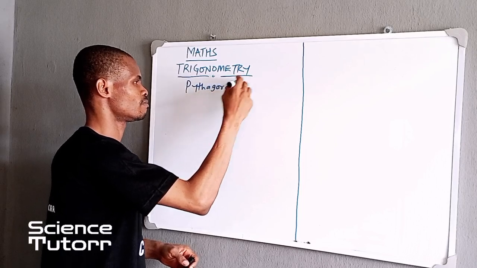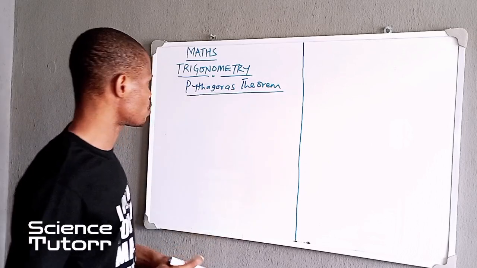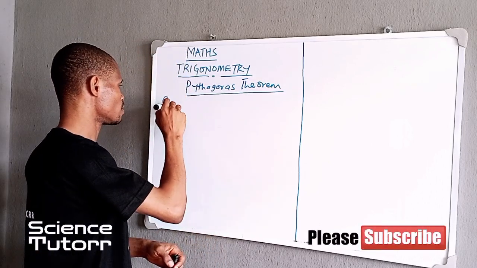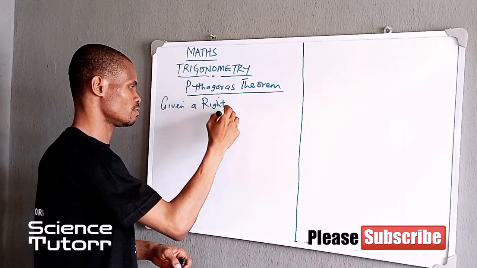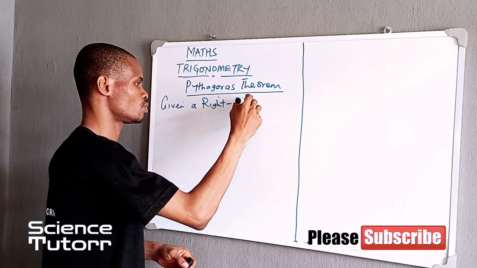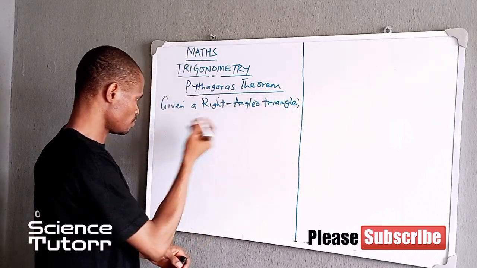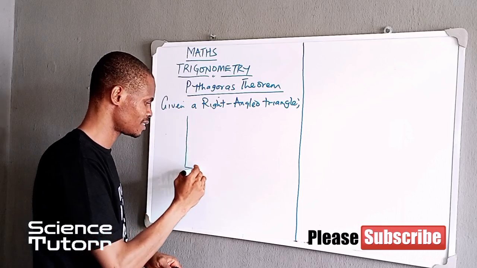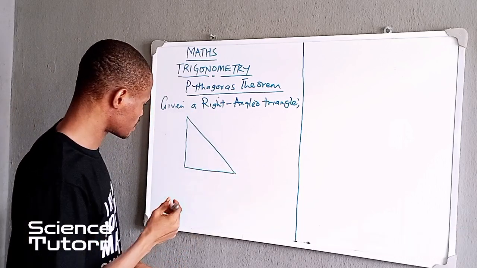Pythagoras Theorem. Now, in Pythagoras Theorem, we basically consider a right angle. So, given a right angled triangle, a right angled triangle is a triangle that is having 90 degrees attached to it. So this is a right angle triangle.